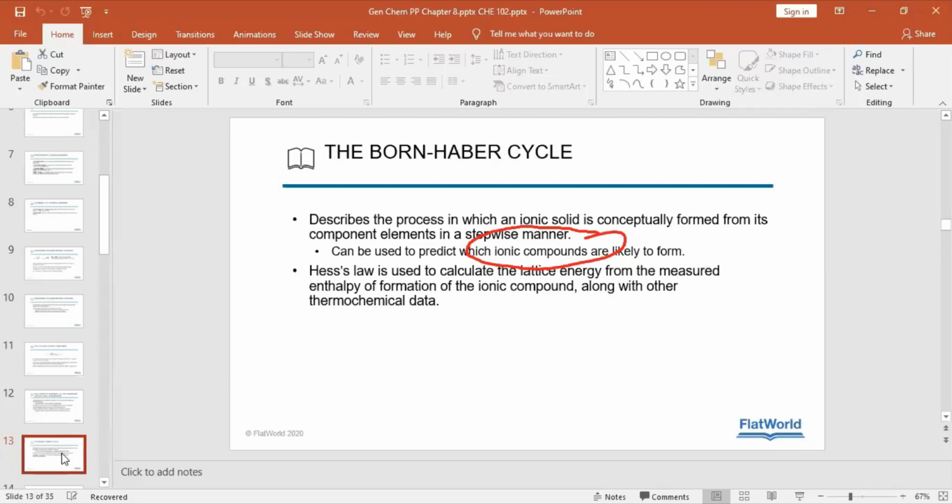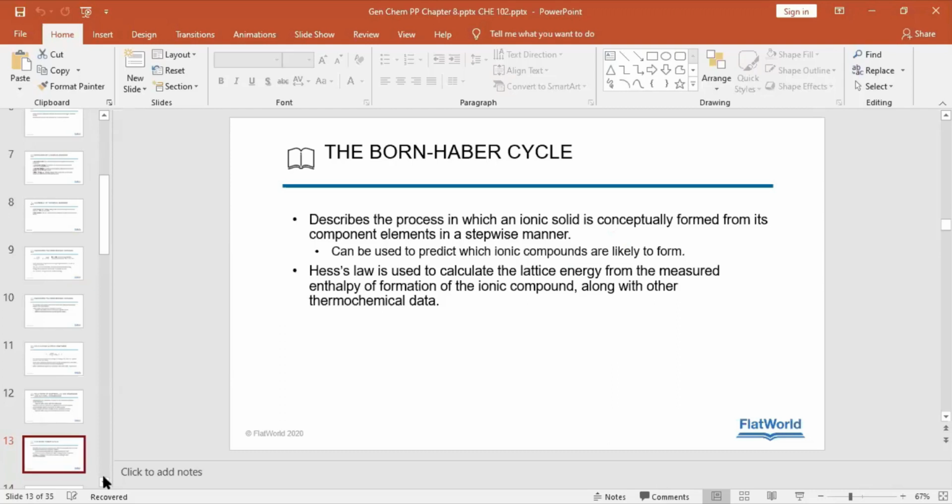It also describes the process in which an ionic solid is conceptually formed from its component elements in a stepwise manner. It can be used to predict which ionic compounds are likely to form. This is related to the lattice energy. We also bring the lattice energy together with Hess's law, which helps us to calculate the lattice energy from the measured enthalpy of formation for the ionic compounds, along with other thermochemical data. We may look at some examples to discuss how we integrate Hess's law with the lattice energy.